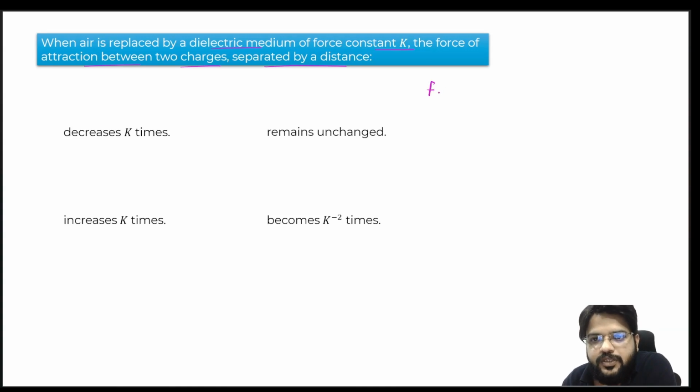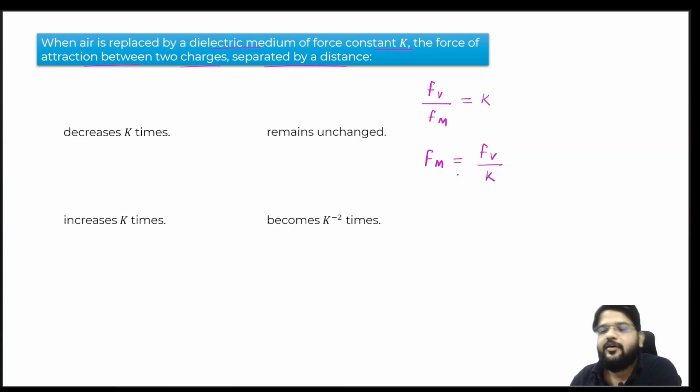We know that the ratio of force in the vacuum to force in the medium, Fv by Fm, is K, everyone, where K is the dielectric constant. So from this relation, Fm can be written as Fv by K. So the force in the medium can be written as the force in the vacuum divided by K. You can see here that the force in the medium is becoming K times less. So the force decreases K times when we put it in the medium. So the correct answer should be option number A: decreases K times.